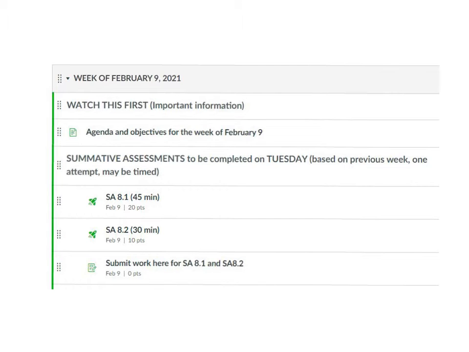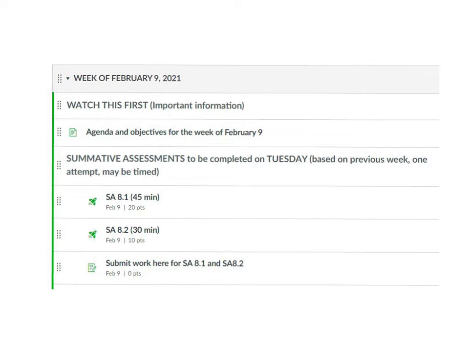All right, ladies and gentlemen, we are going to go over the agenda and objectives for the week of February 9th. And so today we'll start with our summative assessment. It does need to be completed today. If you look at, there are two of them, one for section 8.1 and one for section 8.2. This one has a time limit of 45 minutes, and this one has a time limit of 30 minutes.